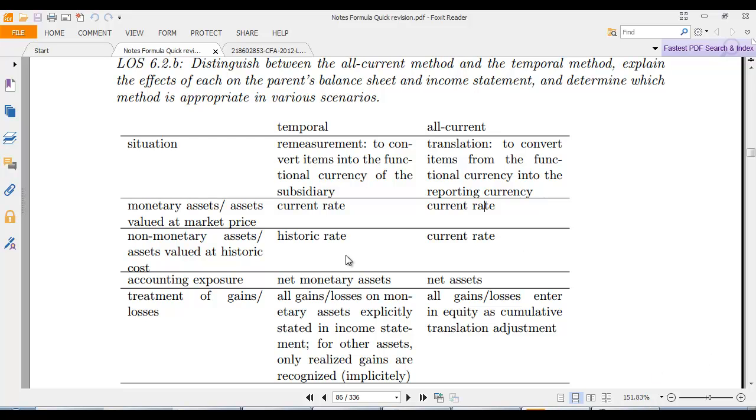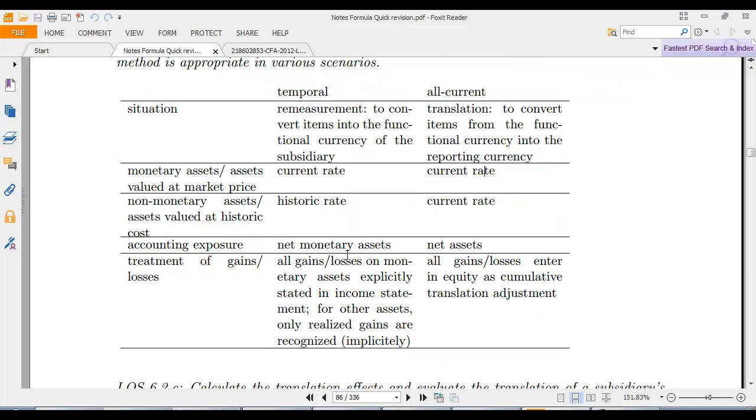We will see the financial reporting methodology for the temporal and all current method. The temporal method takes non-monetary assets at the historical rate versus monetary assets at the current rate in the balance sheet, and in the income statement as well. Things go something like that.